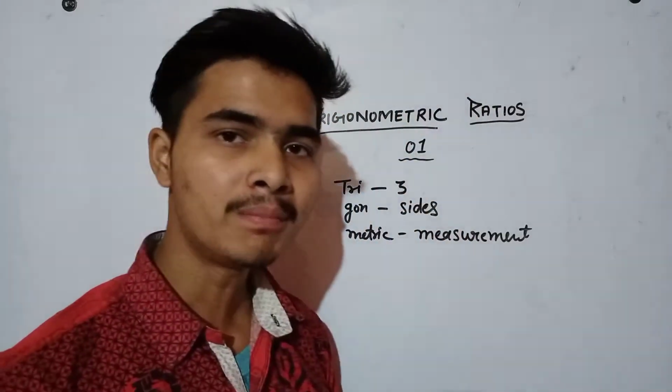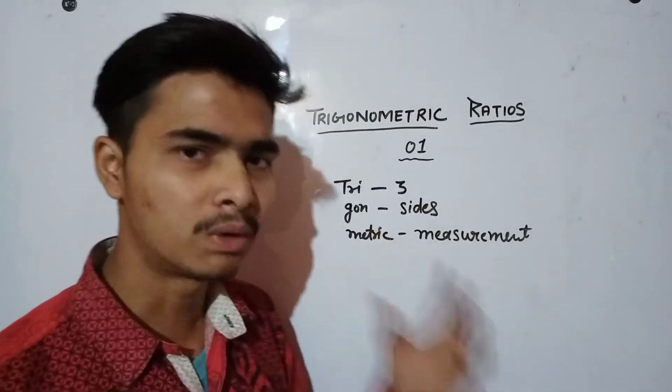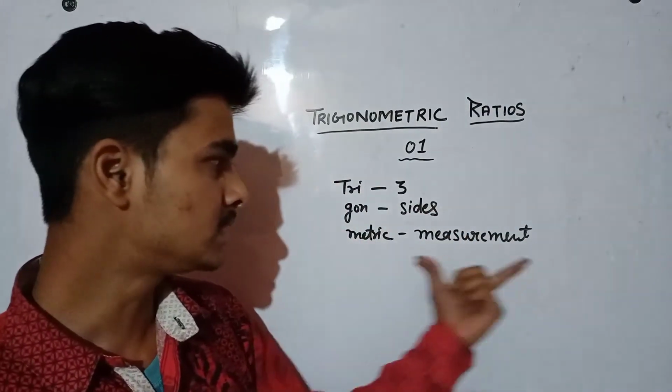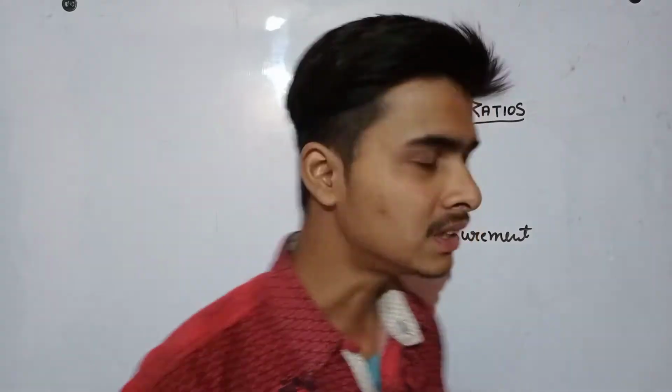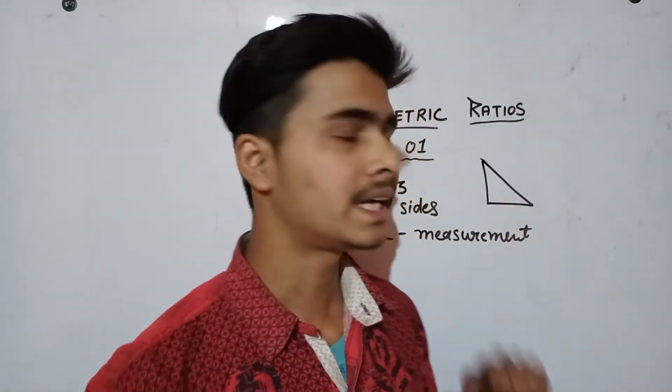If I break this word into three parts, we will get tri, gon and metric. What is the meaning of these words? It is quite clear. Tri means 3, gon means side and metric means measurement. So basically trigonometric is the measurement of 3 sides. And answer me this question: what is the shape which we can make using 3 sides? Obviously a triangle. So basically trigonometry is the study of relationships between the sides and also the angles of a triangle.